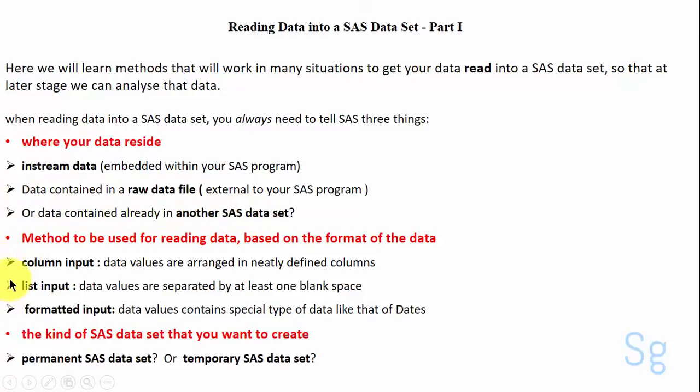There are three methods for reading data based on the format of the data. These are column input, list input, and formatted input. In column input, data values are arranged in neatly defined columns. In list input, data values are separated by at least one blank space. In formatted input, data values contain special types of data like dates. The kind of SAS dataset can be of permanent nature or temporary nature.